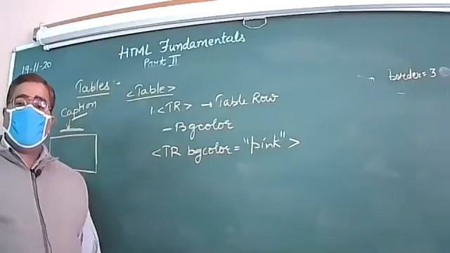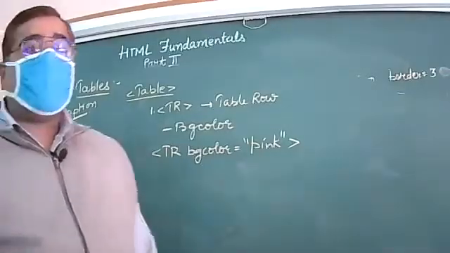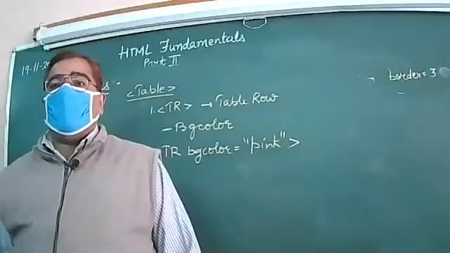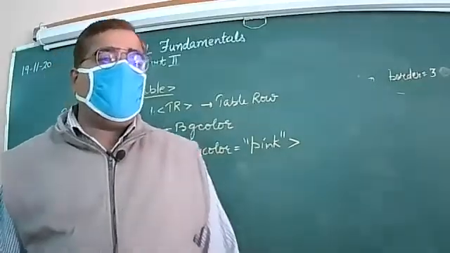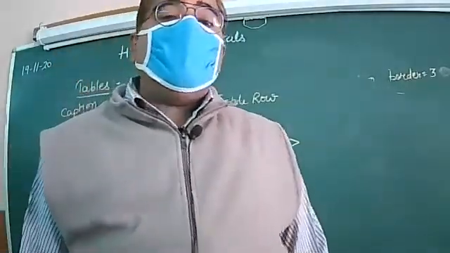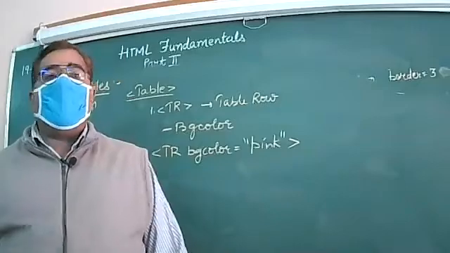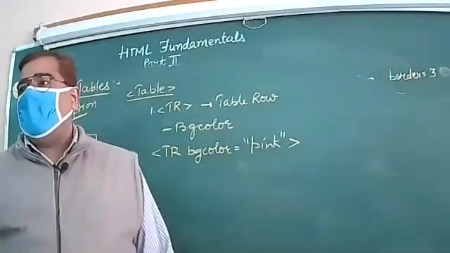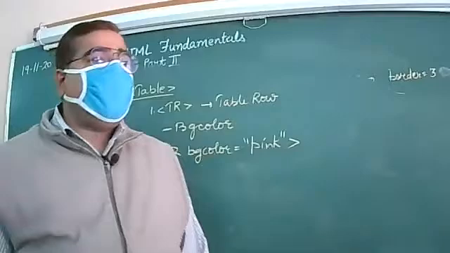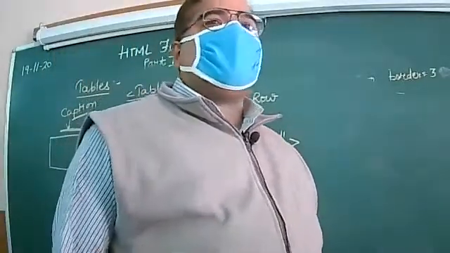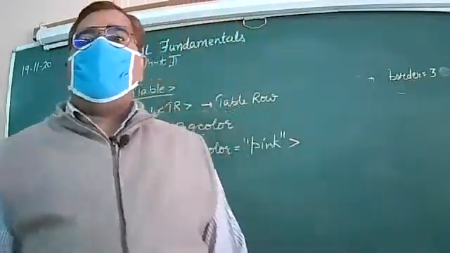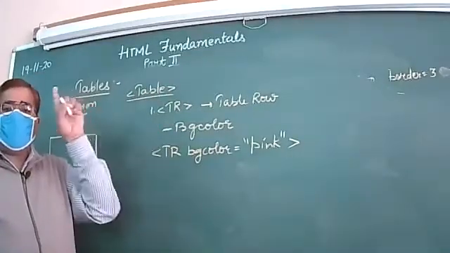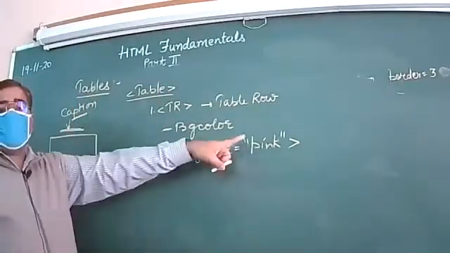But when you want to give a separate color to a separate cell, suppose you want the first cell to appear in green color and the second cell in red color, then individually you have to give the bgcolor attribute in the TD cell. But when I give the bgcolor attribute inside the TR tag, it means the complete row will be of one common color, that is pink.